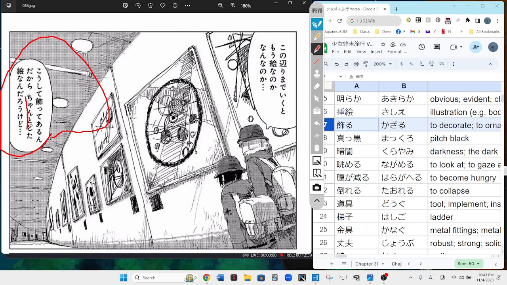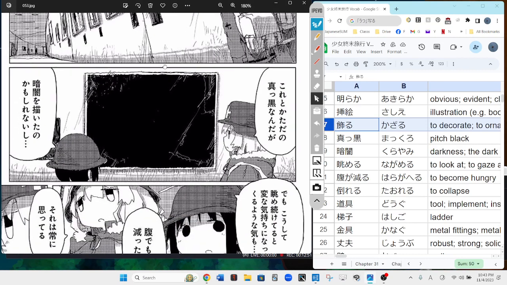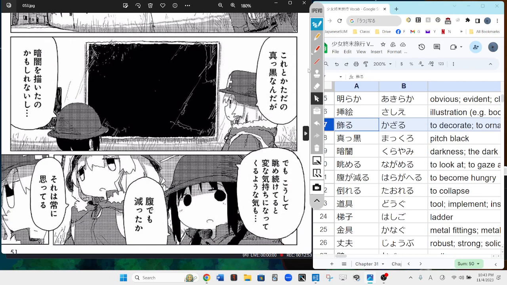So chanto e means this should be definitely a painting. And then he says maybe, I guess. So yeah, okay. So it's kind of funny. Kore toka tada no makura nan da ga. He says, but you know, this one is just, you know, totally black. And next bubble goes to Cookie.